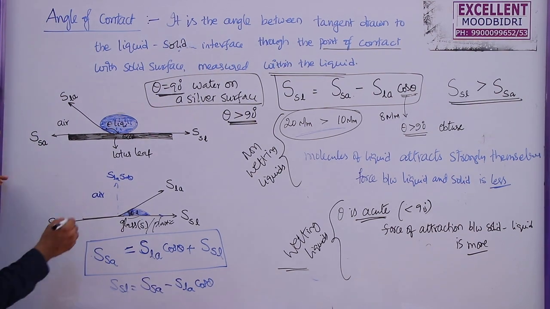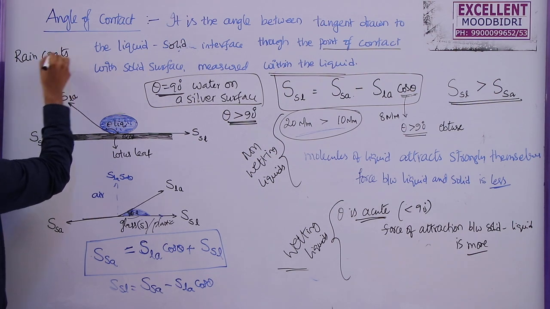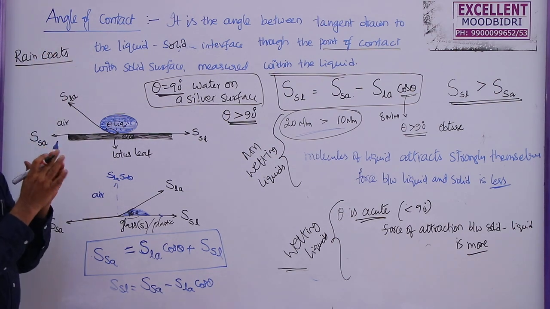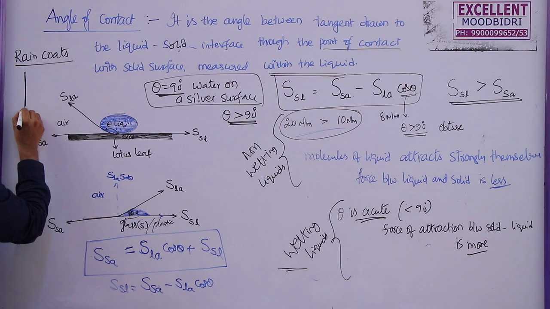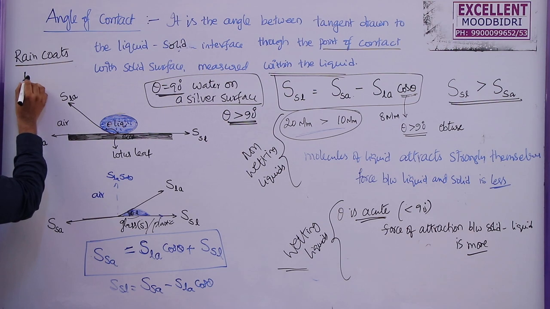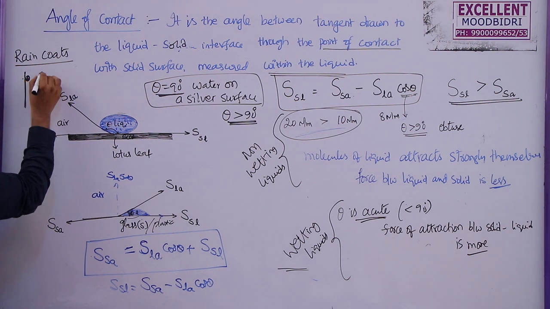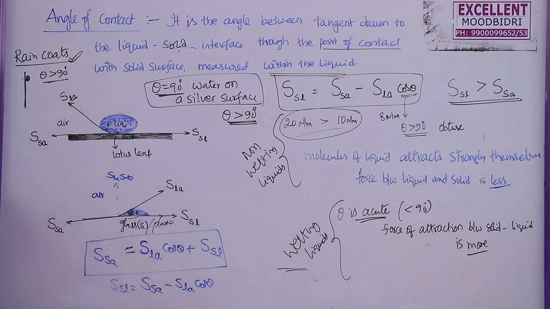Suppose you take these raincoats. The upper surface of the cloth is made or finished or covered with non-wetting surfaces, so that even if a water drop falls on it, it will not stick to that raincoat. Here also we have to see that this surface is made such that the angle of contact between the water and the surface should be greater than 90 degrees. So this is how we are using these raincoats.